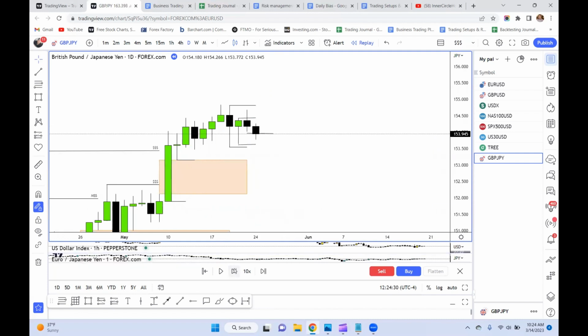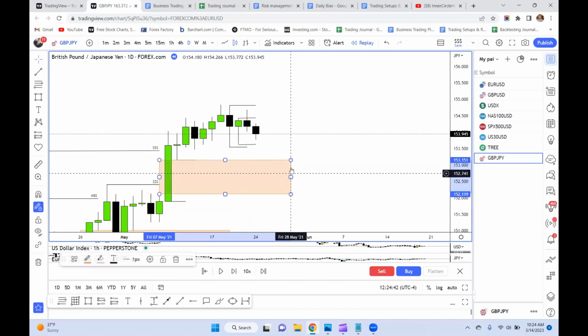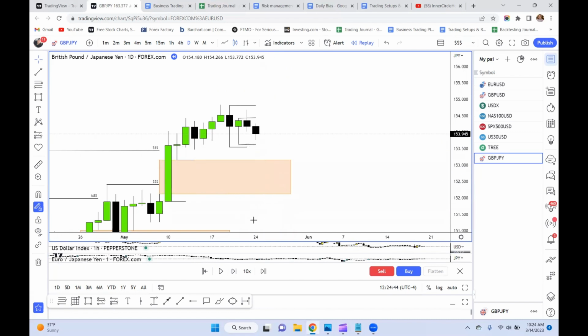Let's see what happens. Boom, we've seen that low get taken out. Now we can see this candle potentially open, Judas swing, manipulate up, accumulation of shorts, sell off, take out these lows right here, potentially tap into the fair value gap, and then distribute out of the shorts. Let's see what happens.